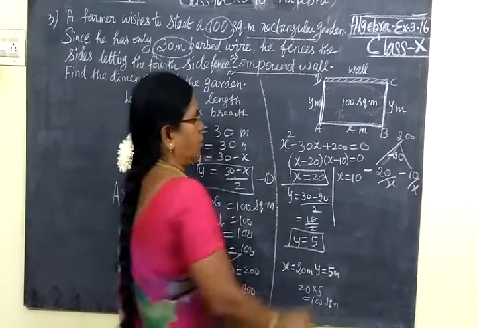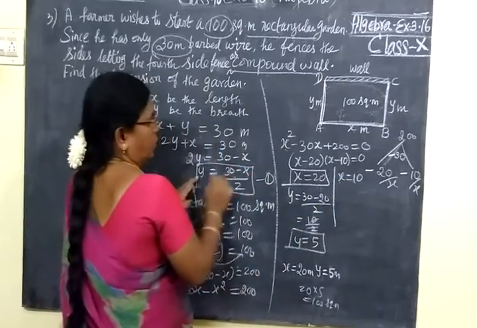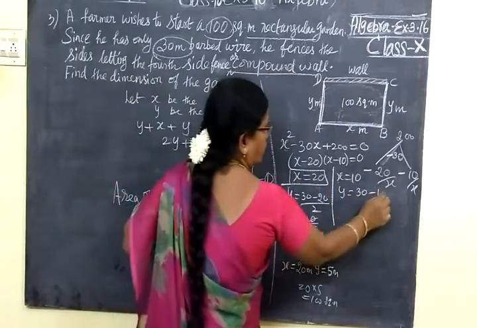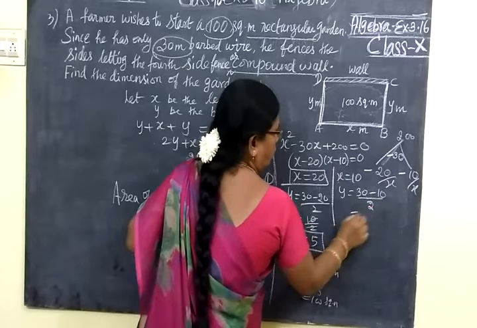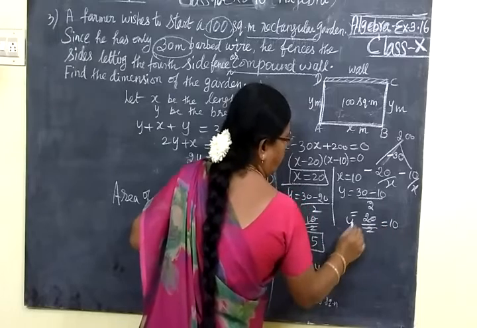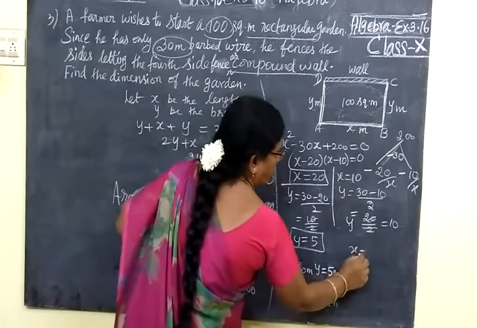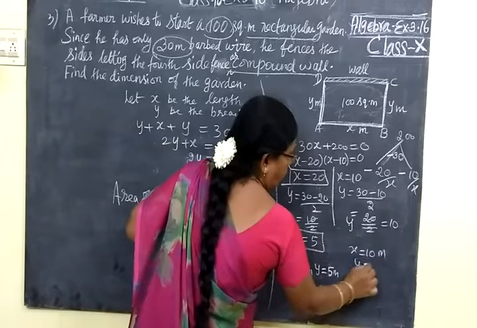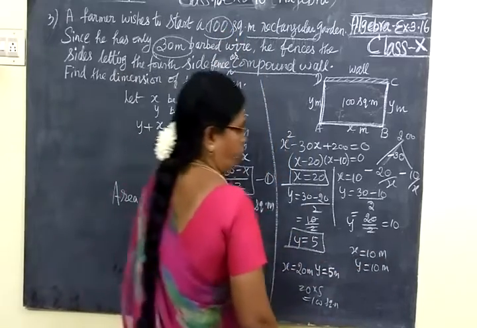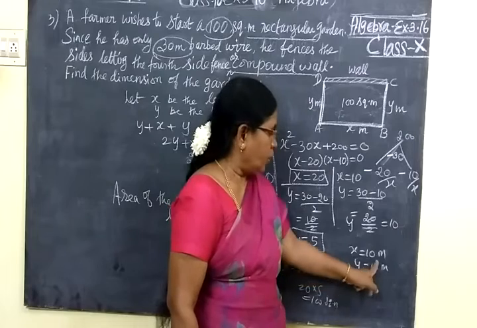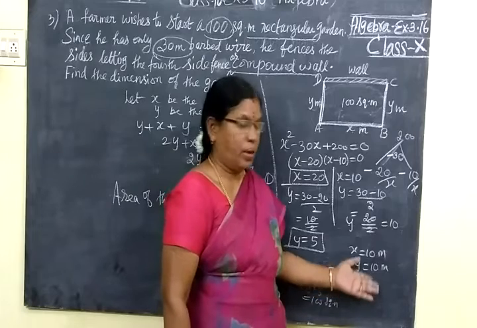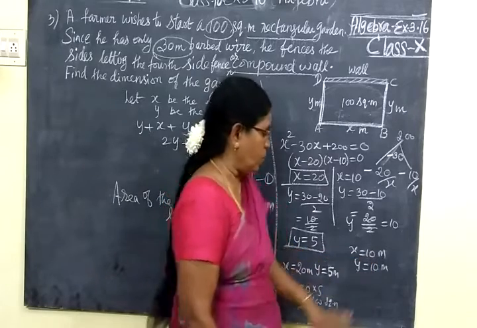Next come to the other side. Here x equal to 10. So here you write y equal to (30 minus x) by 2, better you write 10. So 30 minus 10, 20, 20 by 2, 10. So y value 10. So when x value 10 meter, y value also 10 meter. 10 into 10, 100. Therefore the length of the rectangle is 10 and the breadth of the rectangle is 10. That means here it becomes a square because both dimensions are same. So it becomes a square.